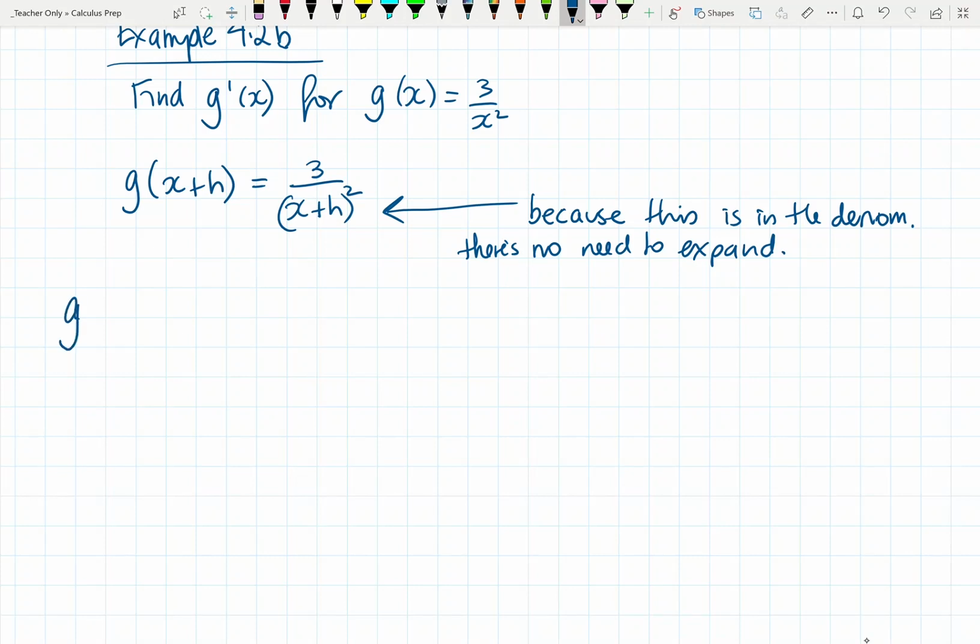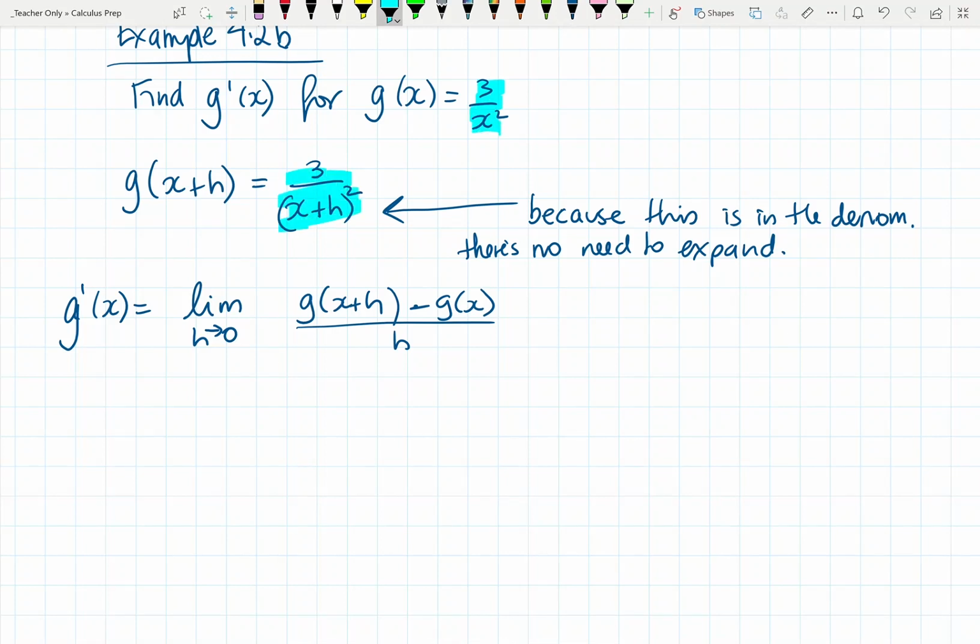So g dash of x is going to be the limit as h approaches 0 of g of x plus h minus g of x on h. Now, something else to consider, because both of these are fractions and we're going to put them into the numerator of another fraction here, we're going to actually pull out this factor of 1 on h. So instead of writing the h in the denominator like that, I'm going to put a factor of 1 over h here, which will act the same way.